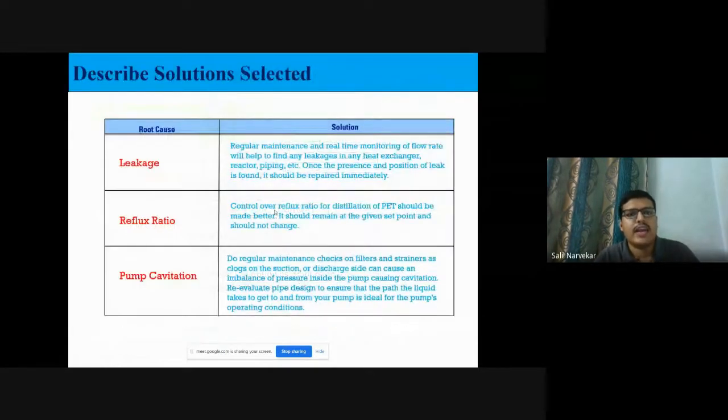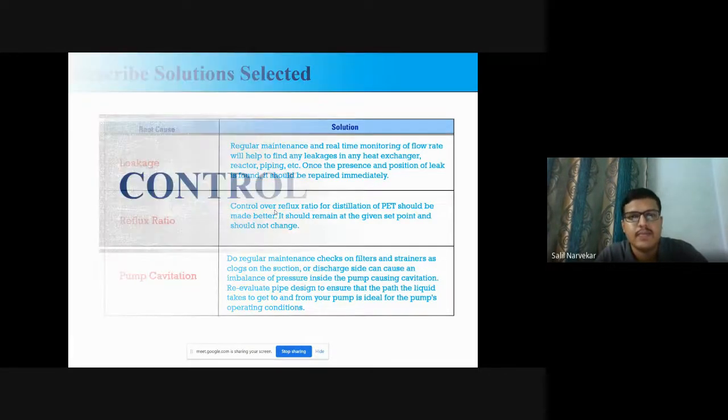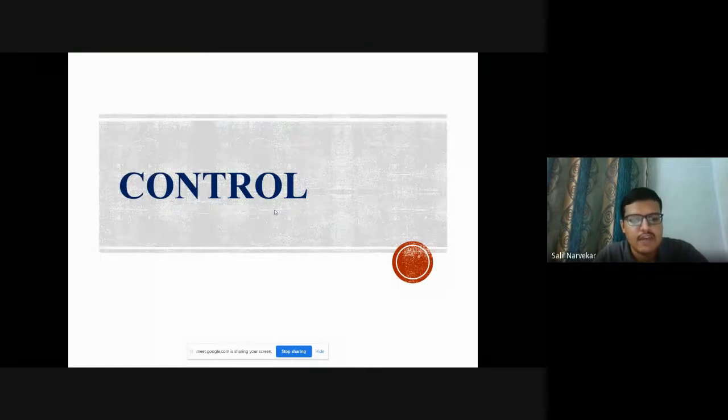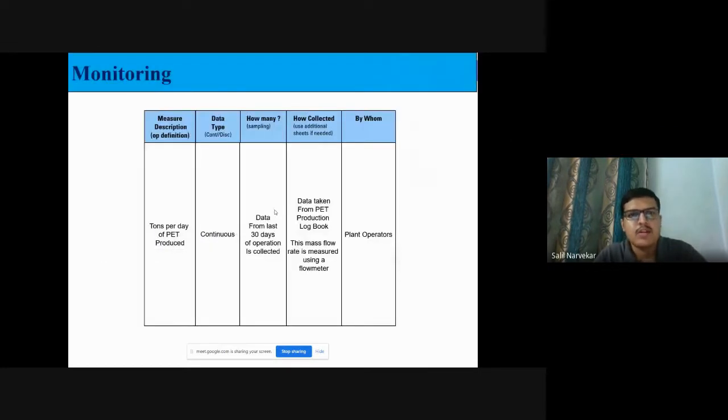Now going ahead, for each of the root causes, the solutions which could be taken were mentioned here. These were similar to what was highlighted earlier during the FMEA part. Now coming to the control phase, here we try to maintain the improved process once you have improved it. This is done by continuous monitoring.